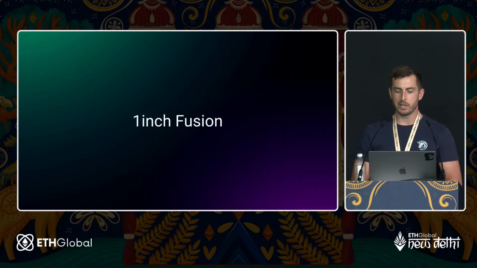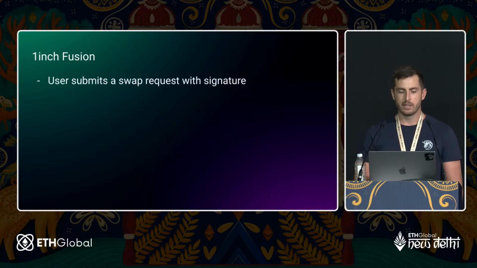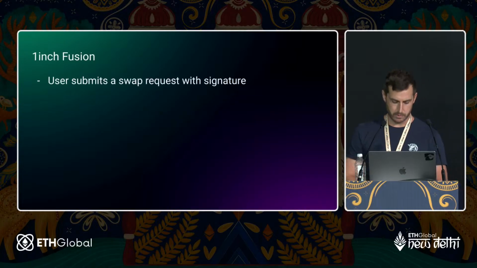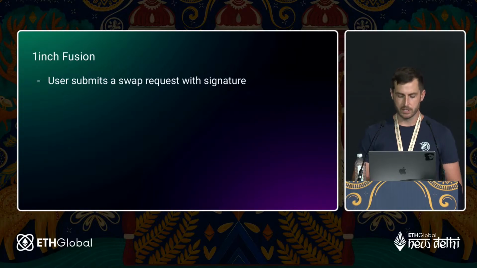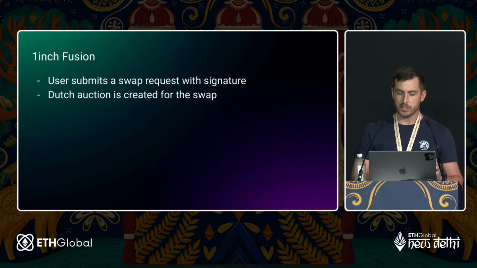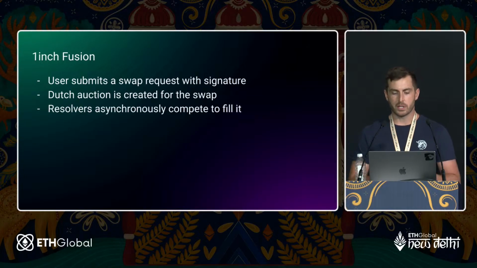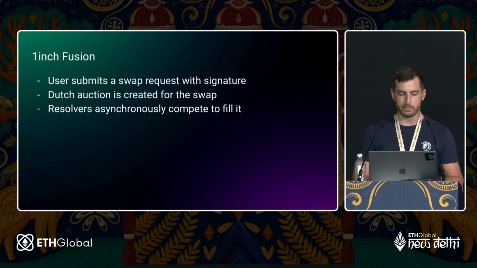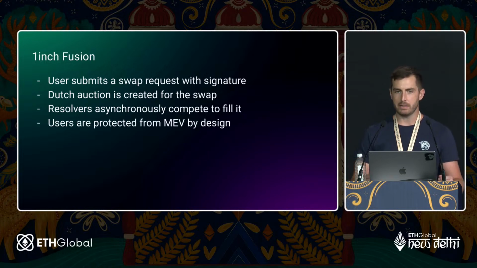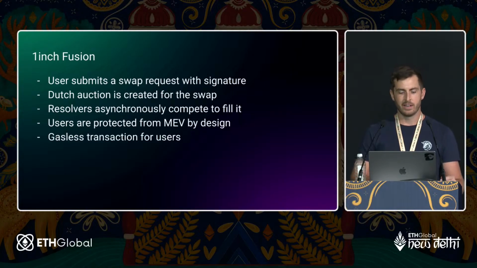The next protocol we have is OneInch Fusion, and this is our intents. And with Fusion, the user submits a swap with a request with a signature. And then after that, a Dutch auction is created for the swap, which basically is our order book, and it's a unique method of price discovery. And at a certain point, resolvers will asynchronously compete to fill the order. Users are protected from MEV by design because resolvers who fill the order are professionals and they know what they're doing and how to not get front run. And the transactions are also gasless for users because the resolver actually takes care of the gas fees. So the gas fees are baked into the rate for the user.